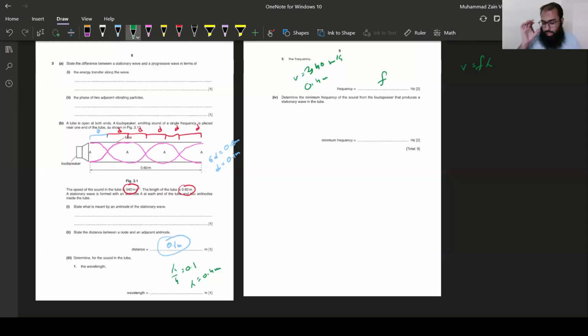And now the next part is: determine the minimum frequency of the sound from the loudspeaker that produces a stationary wave in the tube. The minimum frequency of the sound. Now, a way to solve this could be that you've either memorized that whole chart of harmonic frequencies. So that's a way, or there's another way. You'll have to do some working, but you won't need to memorize some stuff.